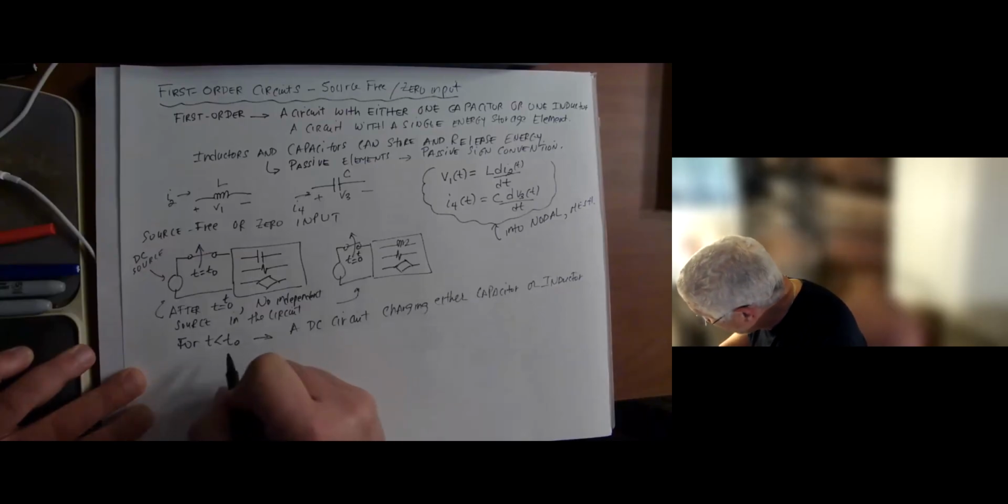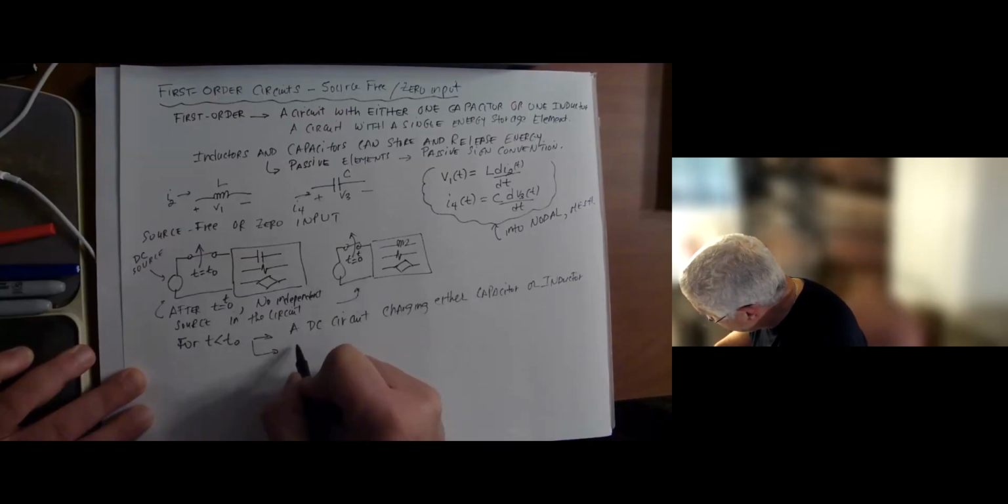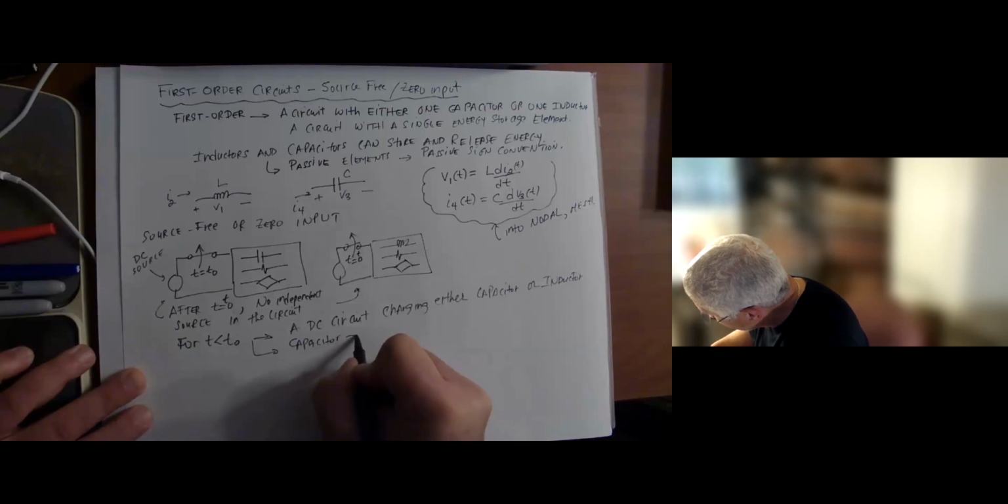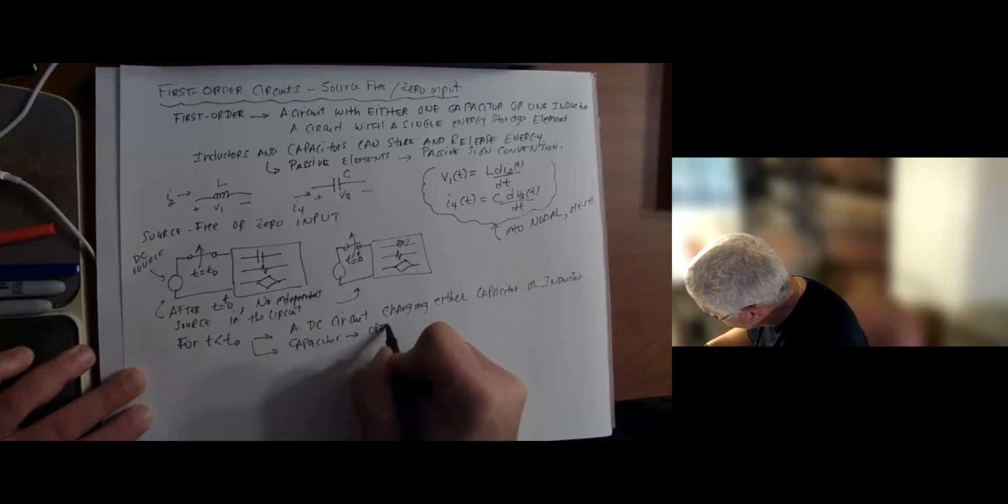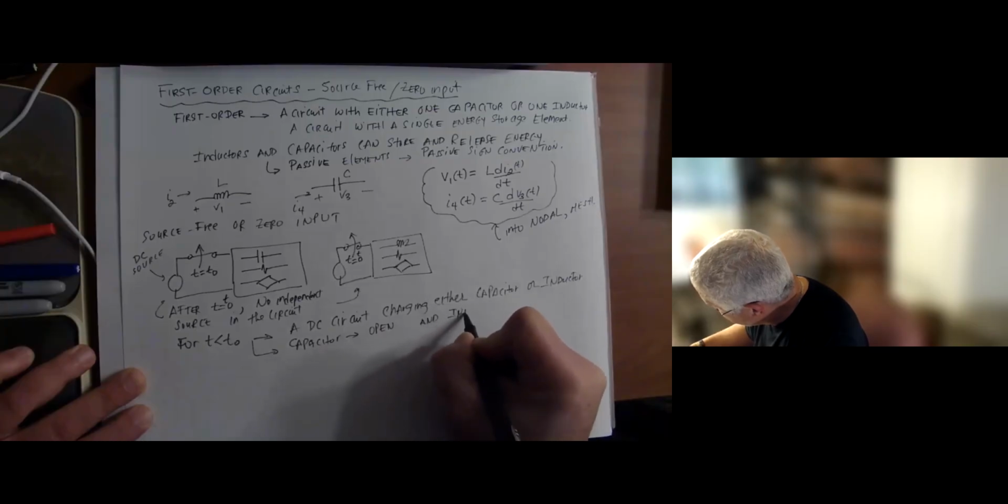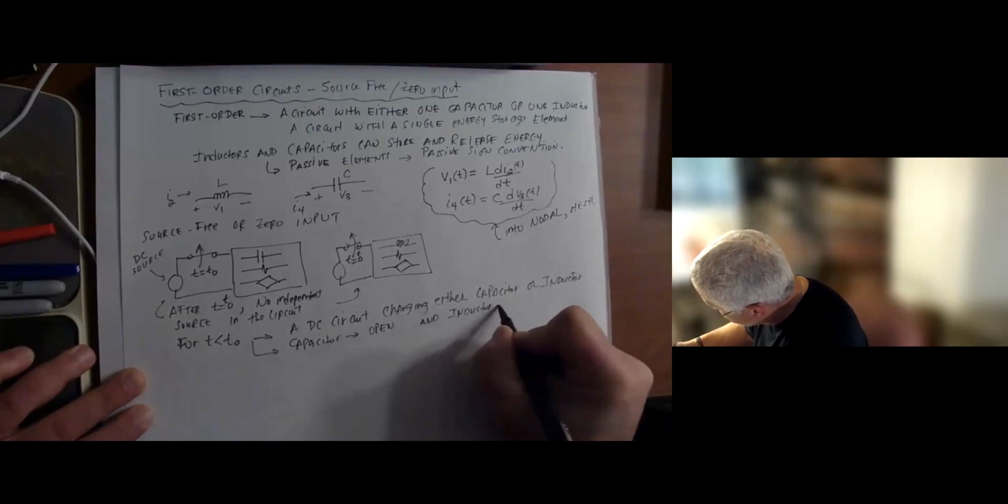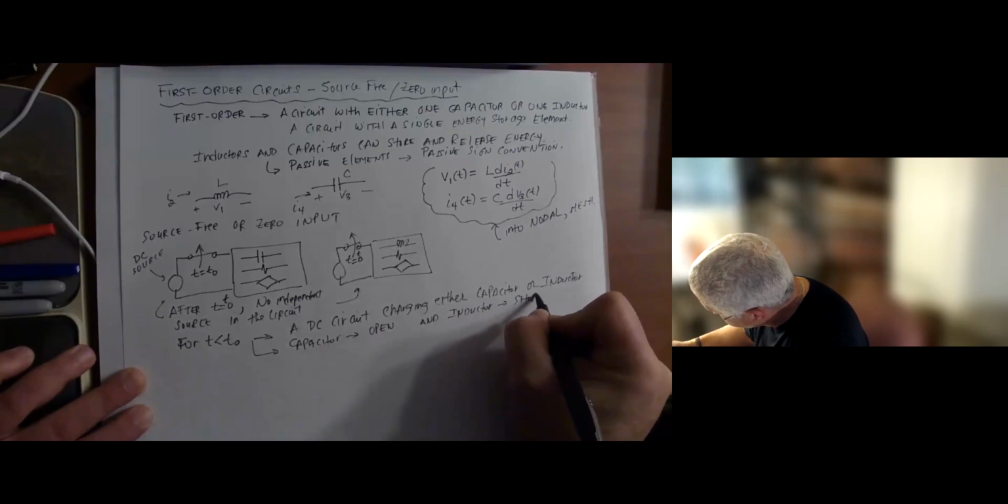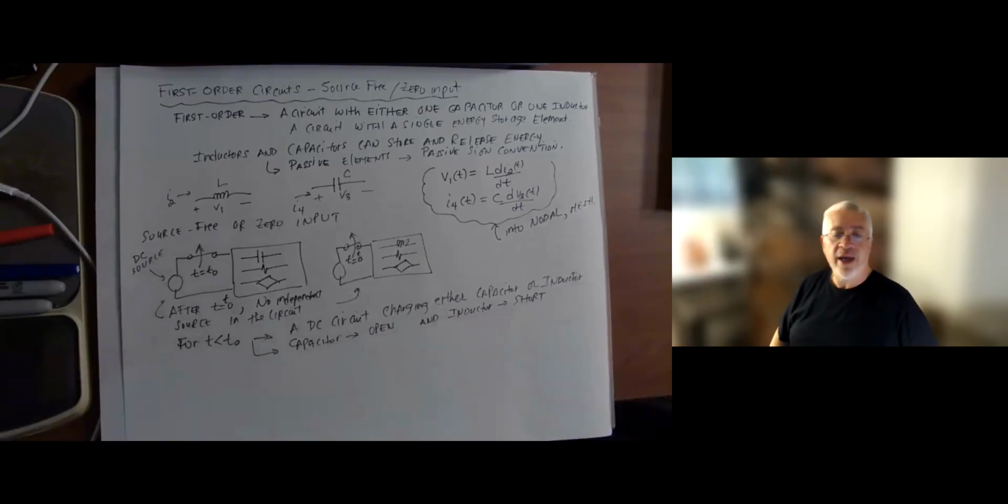And when that is the case, the capacitor behaves like an open circuit because it lets no current through, and the inductor behaves like a short, a wire, for T less than 0. That's where we are right there.